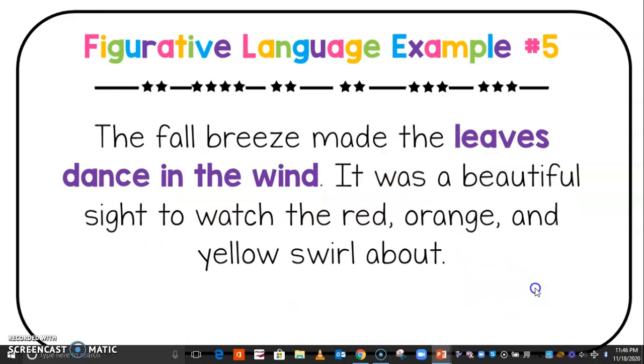Okay, so I have some other examples that I've pulled. Even though it says number 5, this is going to be our third example for us. The fall breeze made the leaves dance in the wind. It was a beautiful sight to watch the red, orange, and yellow swirl about. Think to yourself, what would those purple words be if we were going to use literal language?